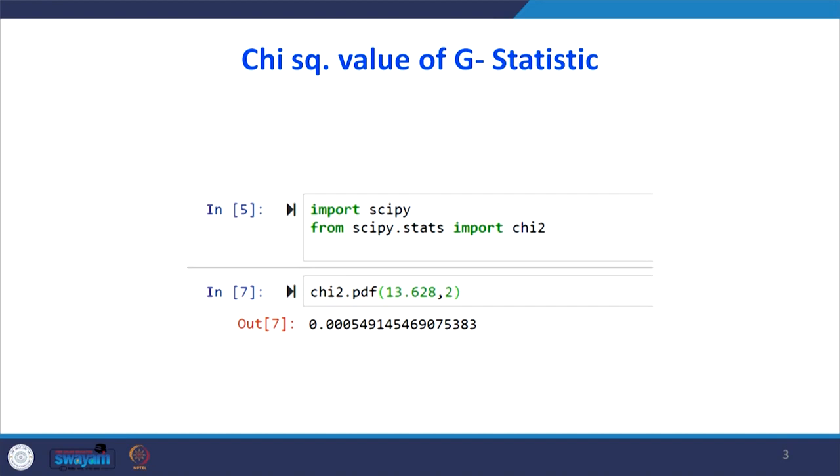So, this is the code from Python to get the p value for a given chi-square G value and degrees of freedom. So, chi-square dot PDF, 13.628 was our G value in the previous lecture, 2 was our degrees of freedom because there were 2 independent variables. So, this was the p value. The p value is very low, so we can say that the model is significant.